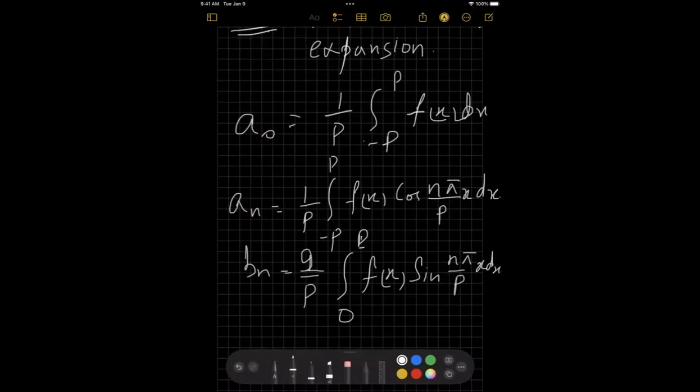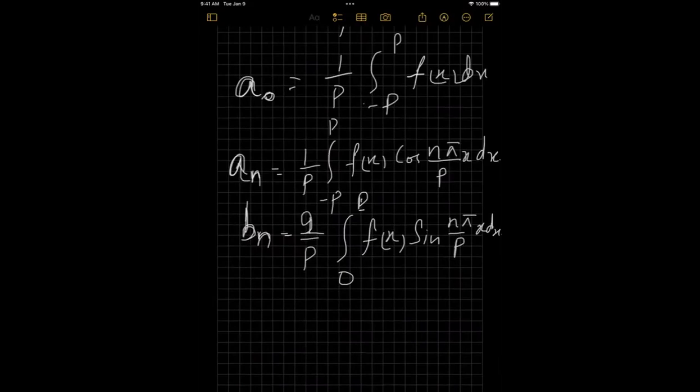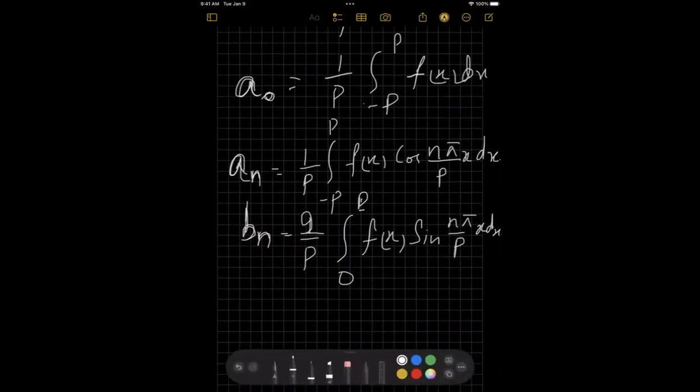For B sub n, is it 1 over P or is that A over P? For B sub n, the coefficient in front. Yes, they are coefficients, but you should remember these 3 formulas. Yeah, I'm going to write the Fourier series formula, so they are used here. Is that 9 over P? Oh, they are 2 over P, not 9. Just 1 minute. I said when you have an interval like this, you can, okay, let me write it again.